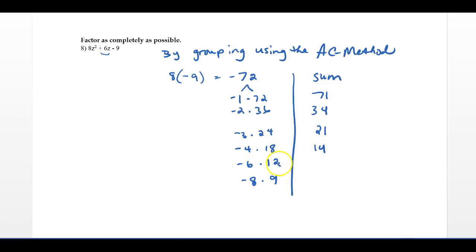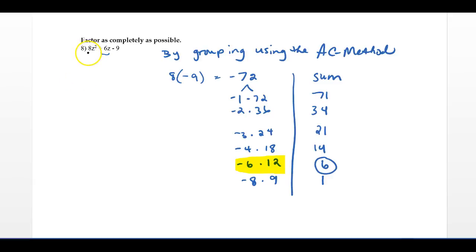Negative 6 and a positive 12, the sum is 6. And a negative 8 and a positive 9, the sum is 1. So of course we see that negative 6 and a positive 12 gives us the sum of a positive 6. So those are the two factors that we're going to use to create our 4-term polynomial.